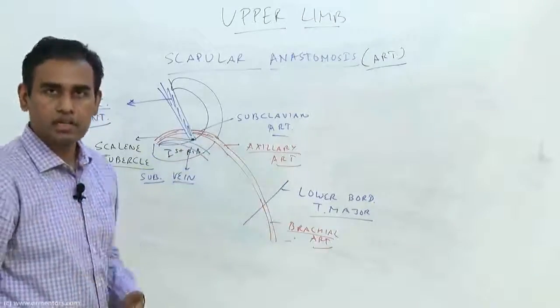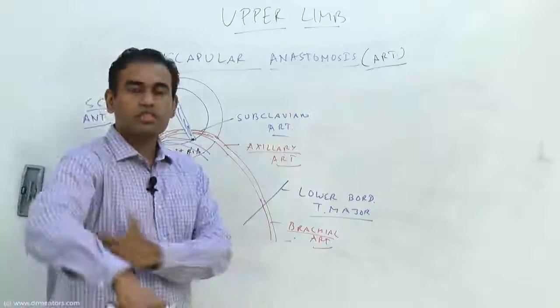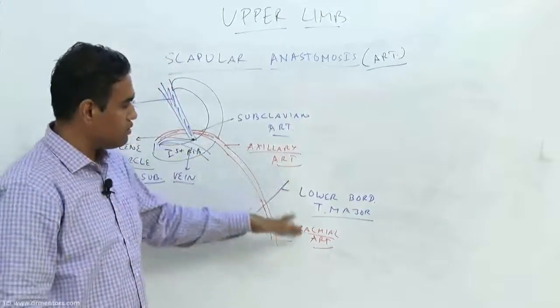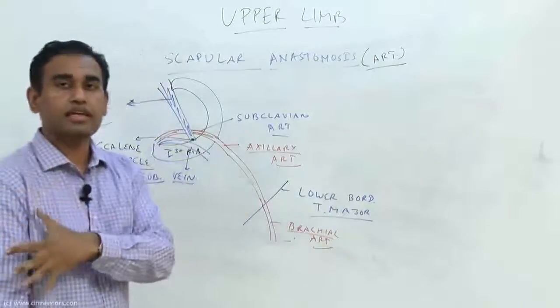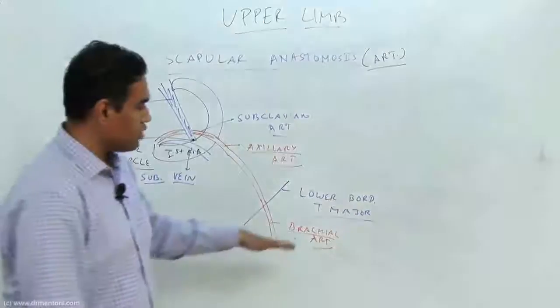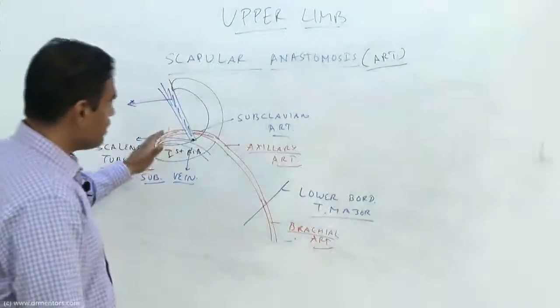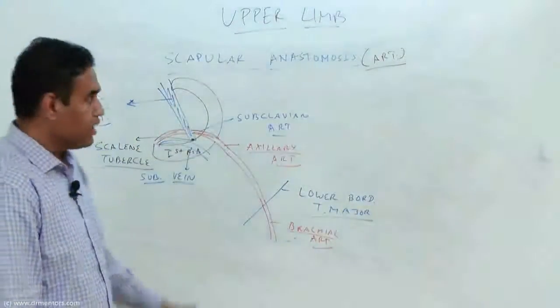Inside this axilla part, as soon as it crosses the lower border of teres major, we will call it the brachial artery. Why brachial? Brachium means arm. So technically it has reached the arm part. So now we call it the brachial artery. So subclavian, axillary and brachial artery.